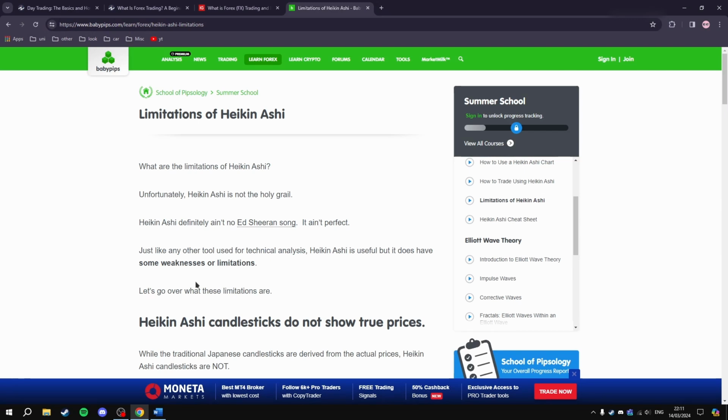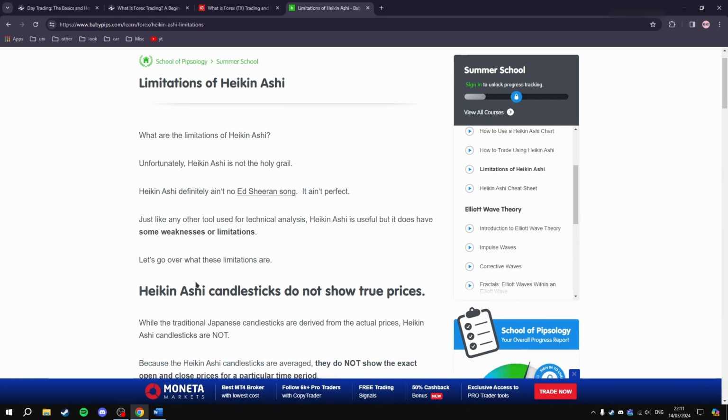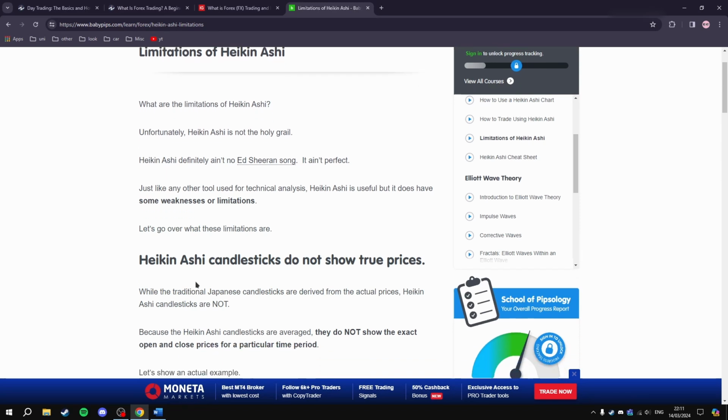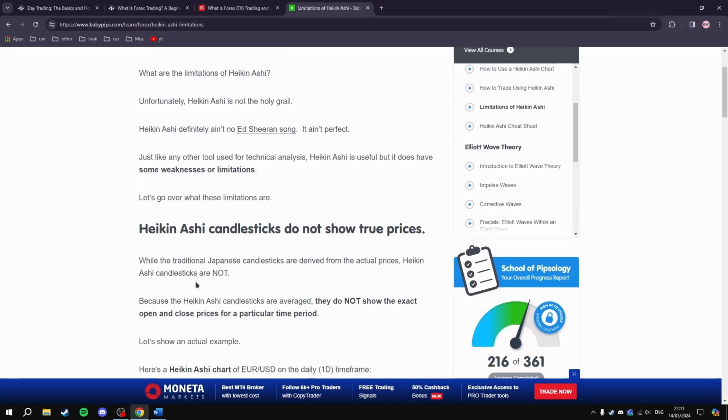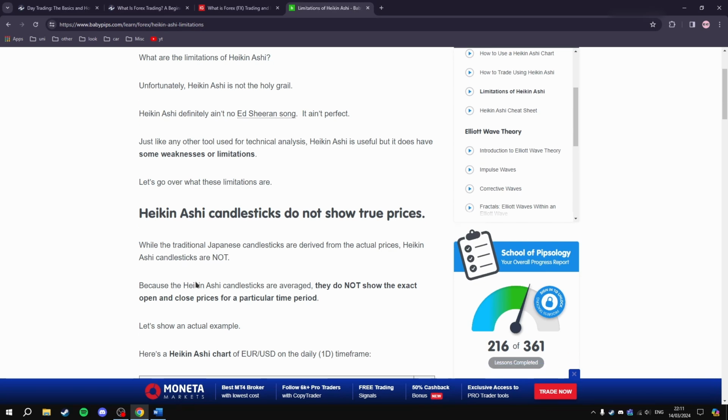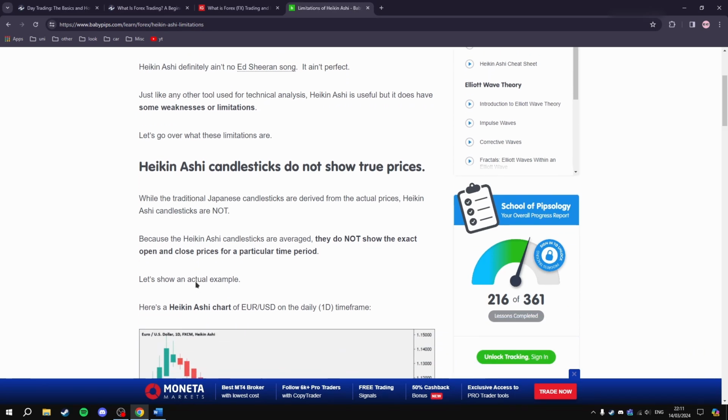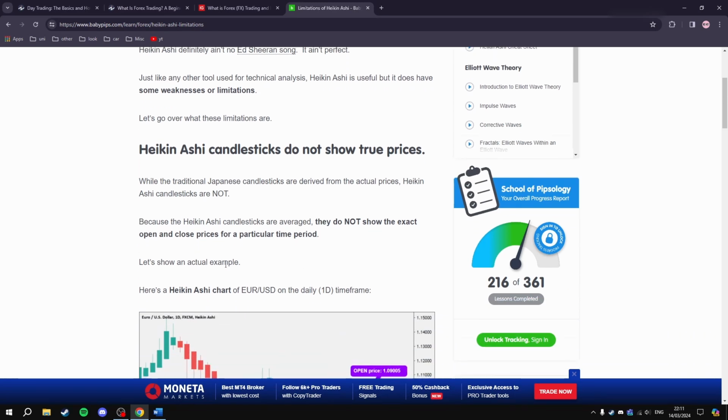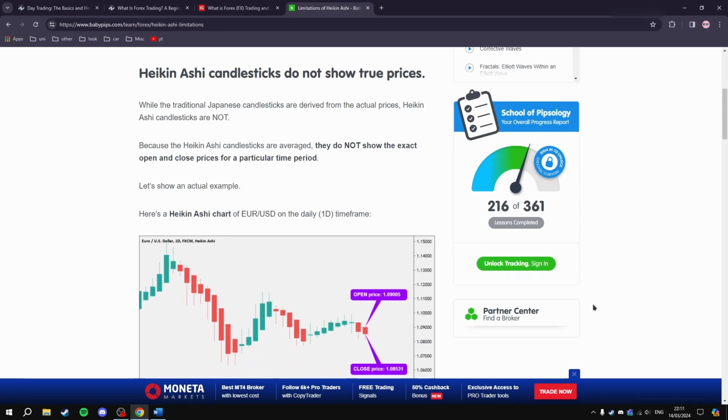Unfortunately, Heikin ashi is not the holy grail. Heikin ashi definitely ain't no Ed Sheeran song. It ain't perfect. Just like any other tool used for technical analysis, Heikin ashi is useful, but it does have some weaknesses or limitations. Let's go over what these limitations are.